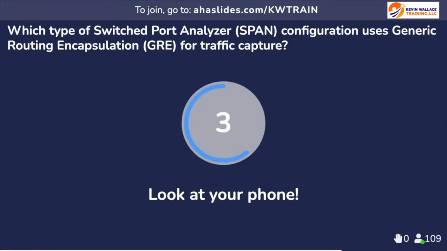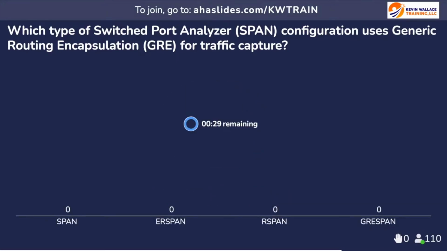Which type of switched port analyzer configuration uses generic routing encapsulation for traffic capture? Is it SPAN, ER SPAN, R SPAN, or GRE SPAN?